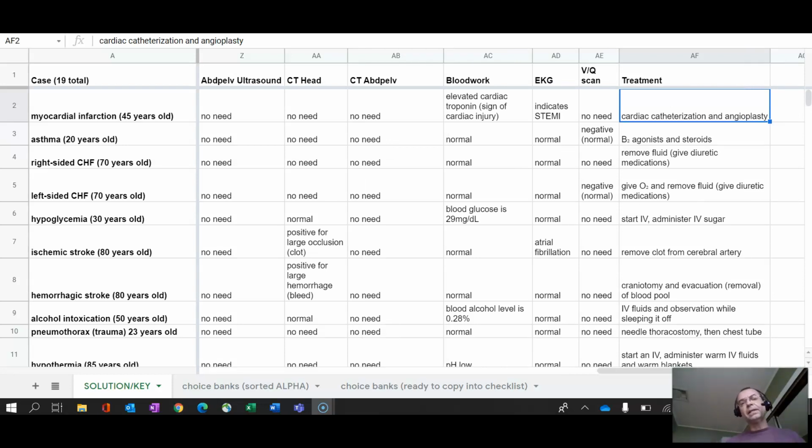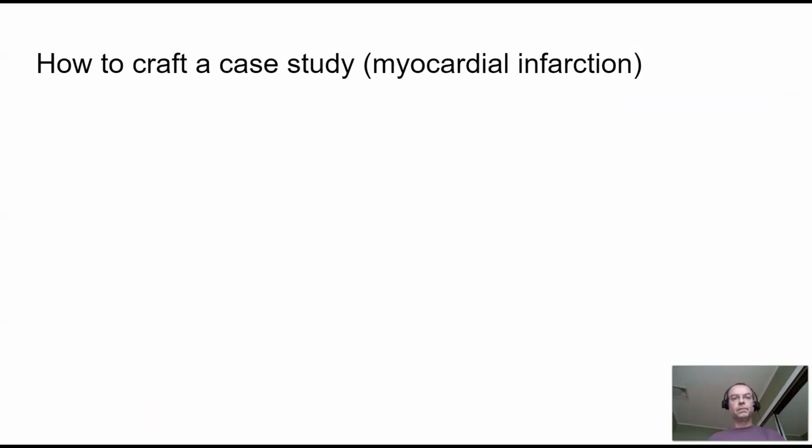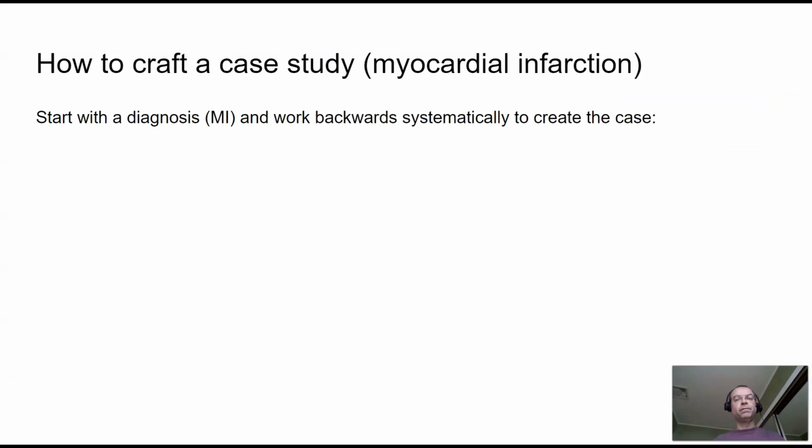Now that you have an idea of how I organize my data, let's actually build a case together. We're going to build a myocardial infarction case. Okay, let's build this case together. Let's start off with myocardial infarction as our clinical impression. That's the diagnosis that we want our students to be able to come up with at the end of this exercise. So we're going to start with the diagnosis of MI and work backwards systematically to create the case.